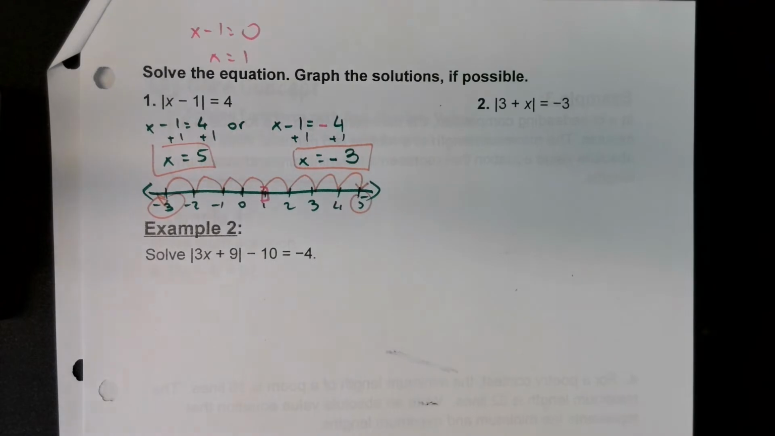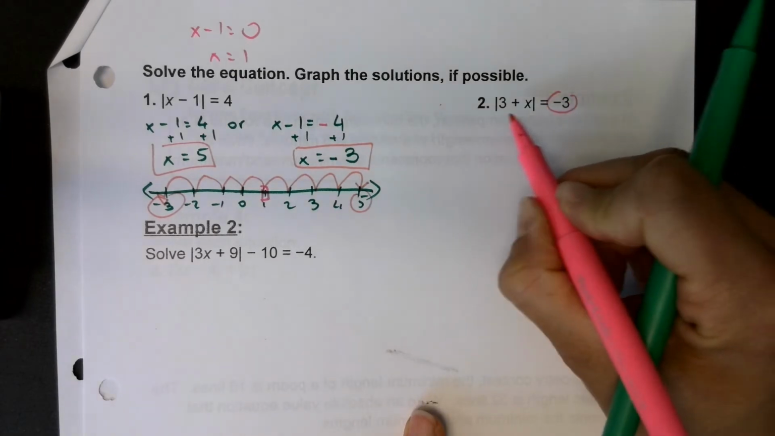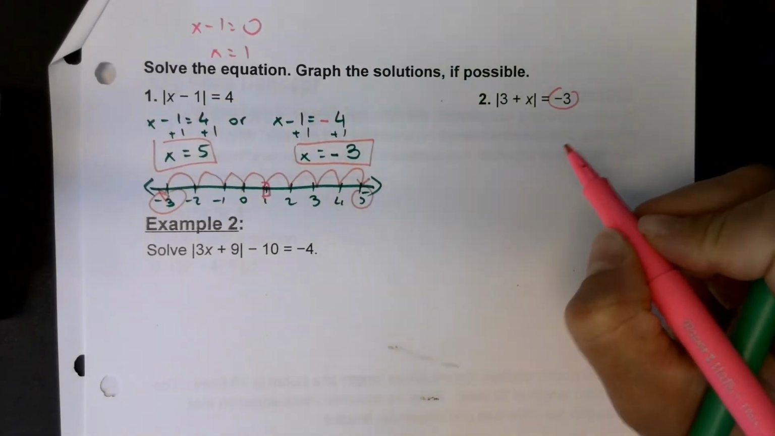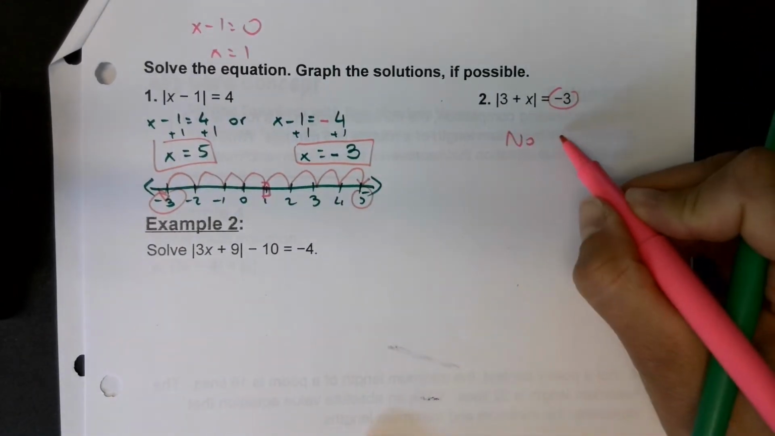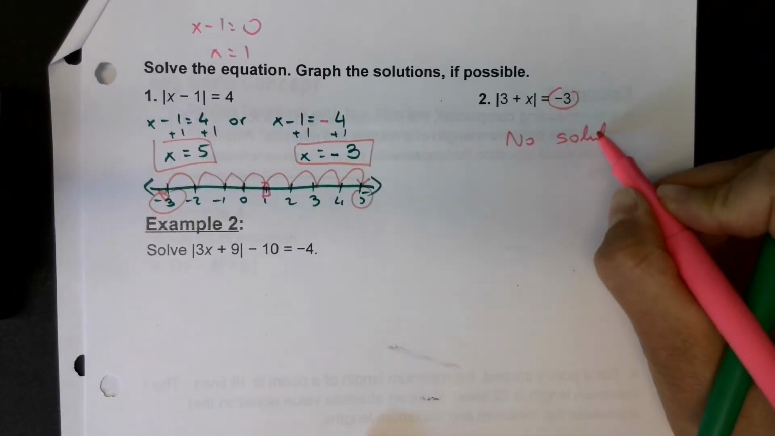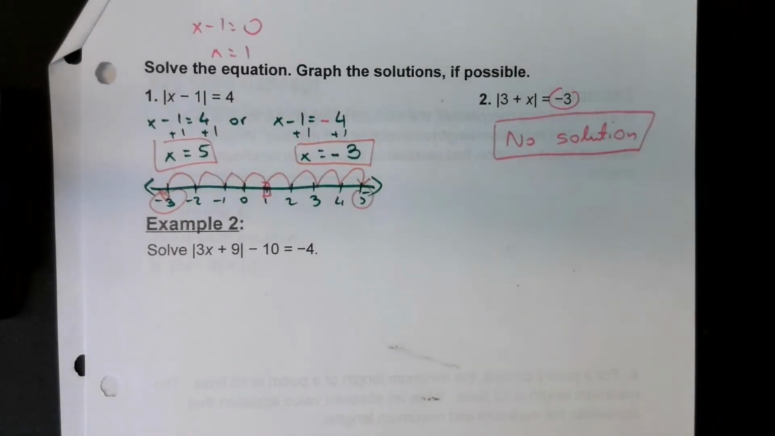All right, how's number 2 looking? Did you guys try it? What did you guys get? No solution. That was a tricky question. No solution. You cannot have absolute value that is simplified equals negative number. So you will just say right away, no solution. And that is your answer. No solution.